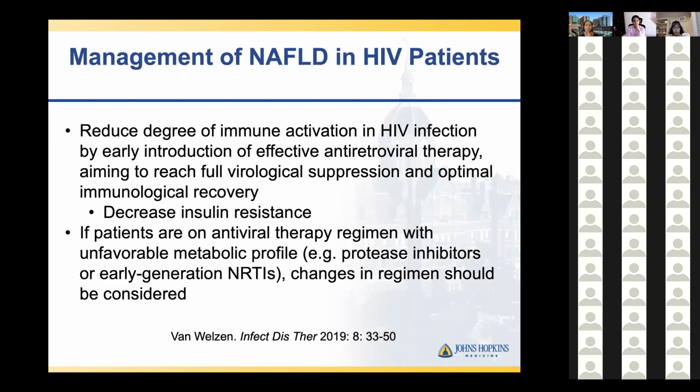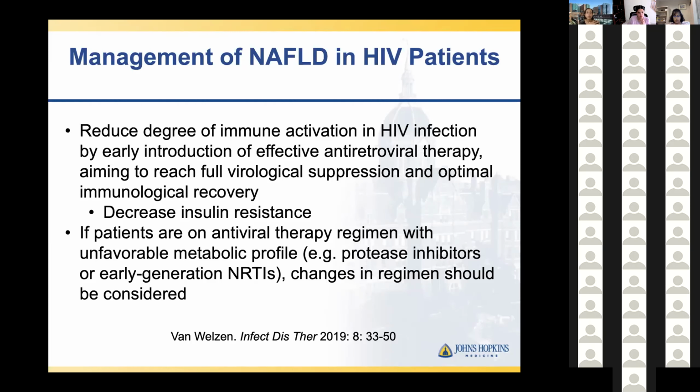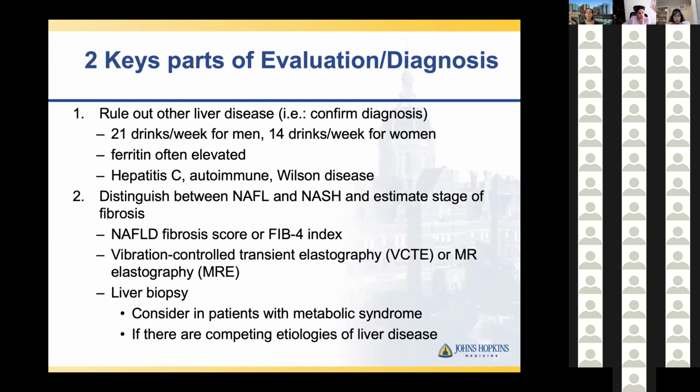We do have limited guidelines just because of the small number of studies that we have, but recommendations are to reduce the degree of immune activation in HIV by introducing effective ART early, which may decrease insulin resistance. If patients are on antiviral regimens that have unfavorable metabolic profiles, they should be changed to one that's considered more favorable. When patients are referred to hepatology clinic, the two most important things that we do initially are rule out other causes of chronic liver disease.